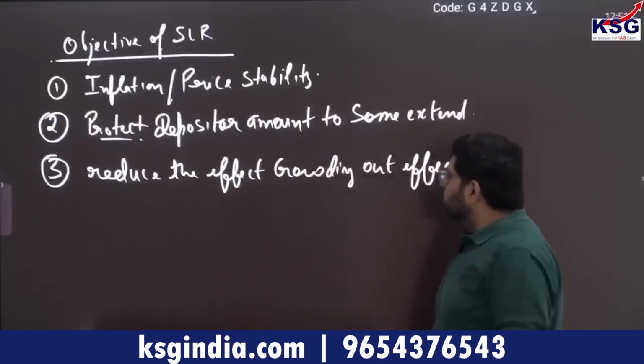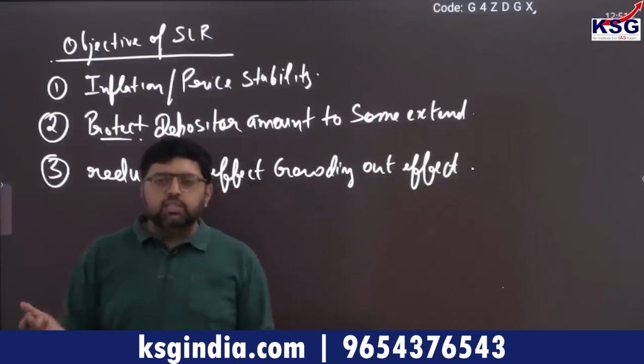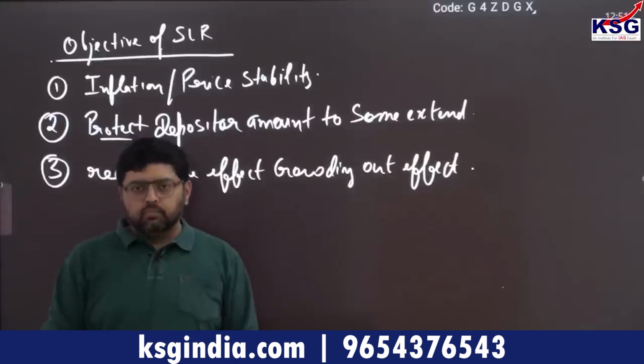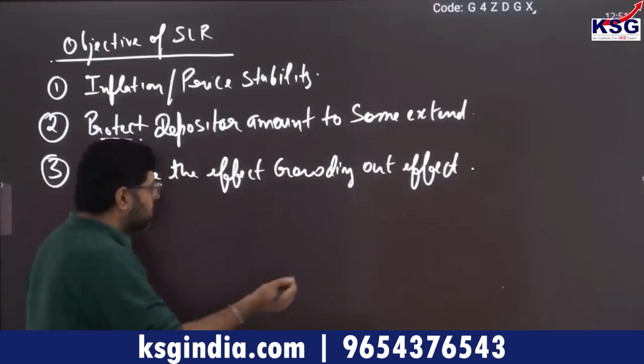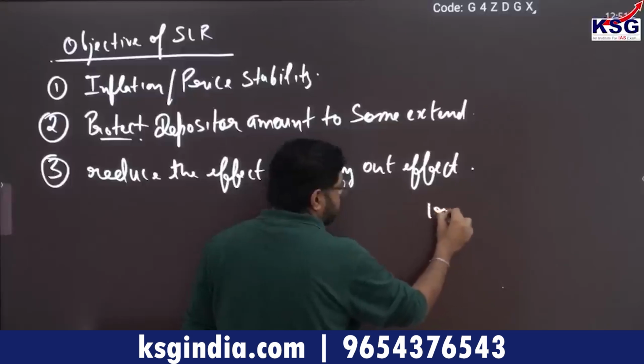So ultimately they can reduce the crowding out effect. Clear? Yesterday we saw what the crowding out effect is, when the majority of the savings are taken by the bank. So you can understand it this way, for those who don't know. Now suppose there is one bank, and that bank has, for example, 1000 rupees as a deposit.